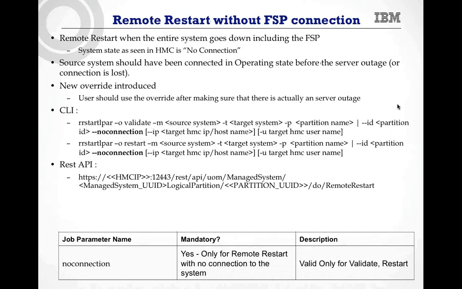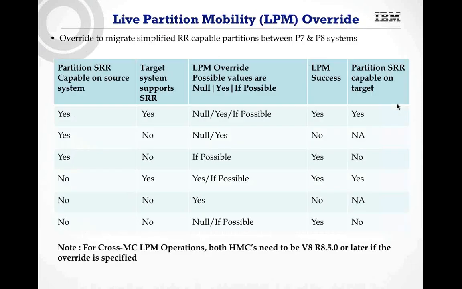If you want to do remote restart when the system goes down and you have no connection, you can now use this no connection option, which is in bold below. So you do a restart or validate while it's in no connection. That's how you do that command. There's a REST API for that too. And I've already talked about what no connection means. It's the server crashed and burning out in the street.